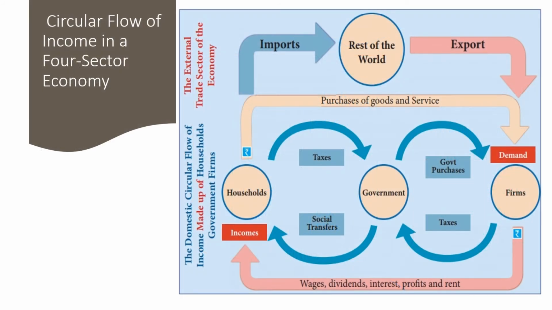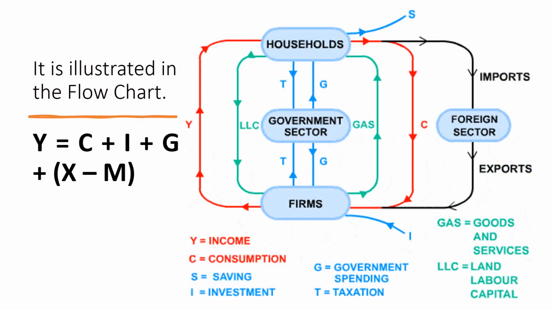Coming to the four sector economy or the four sector model. In a four sector economy, in addition to household, firms and government, a fourth sector is added, namely the external sector. In this diagram, we have shown this external sector as the rest of the world. In real life, only the four sector economy exists. This model is composed of four sectors, namely household, firms, government and external sectors. As we can see in this flow chart also, the external sector comprises exports and imports.